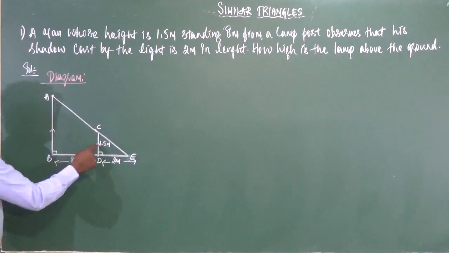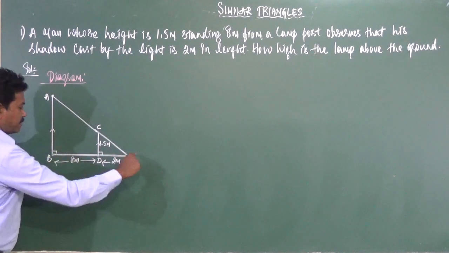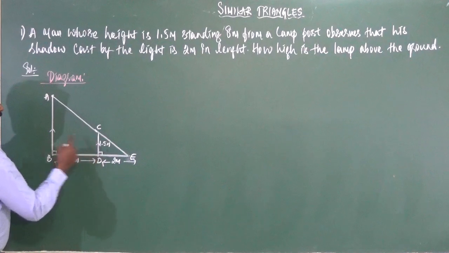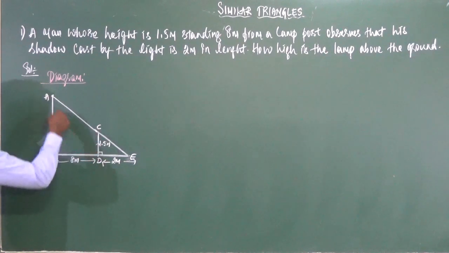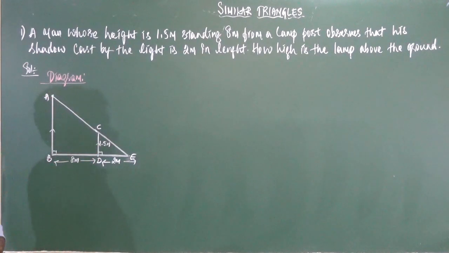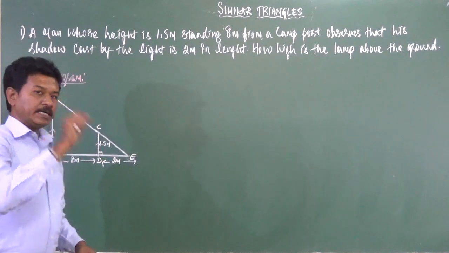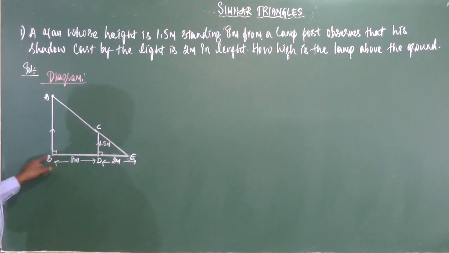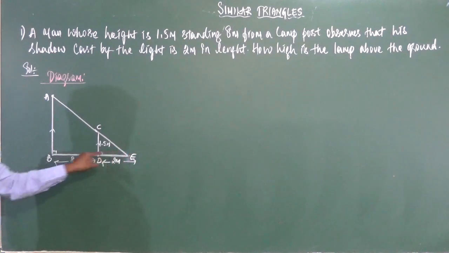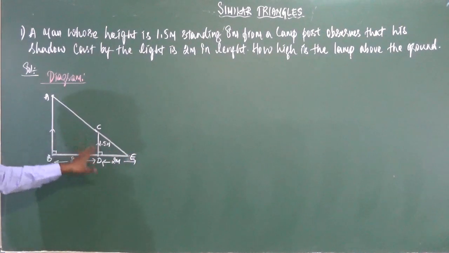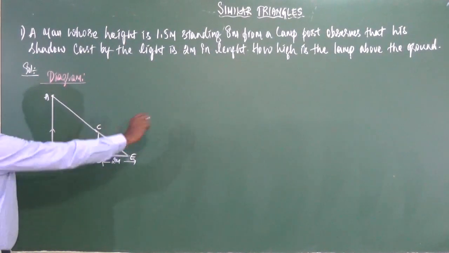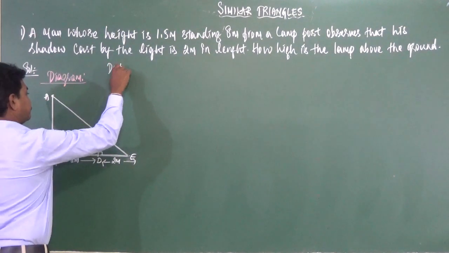So if two lines are perpendicular to the same line, then they are parallel to each other. Therefore the person and the lamppost are considered to be parallel to each other because they are perpendicular to the ground, that is the same line BE. So this is the diagram you have to set up before entering into the problem, right? Now let us get into the data.